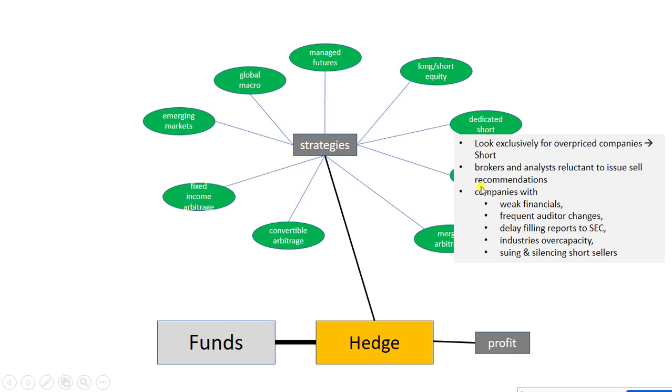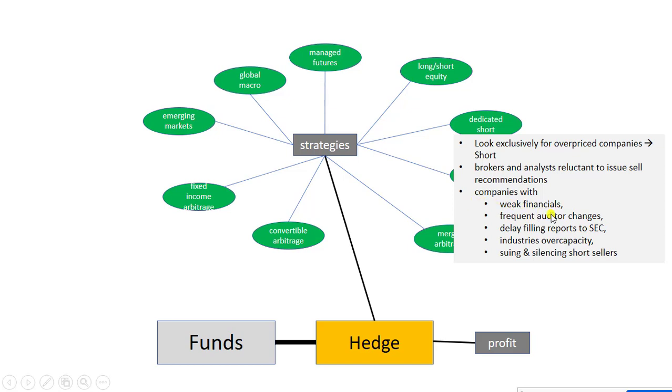Then let's go around this daisy, or sorry, dandelion, yeah. Here, because the next one is dedicated short. So let's look for exclusively overpriced companies and let's short them. This is sometimes what happens with, for example, Tesla. Several years ago, Musk was not that happy about shorting companies, and it's funny because you have to look for weak companies.